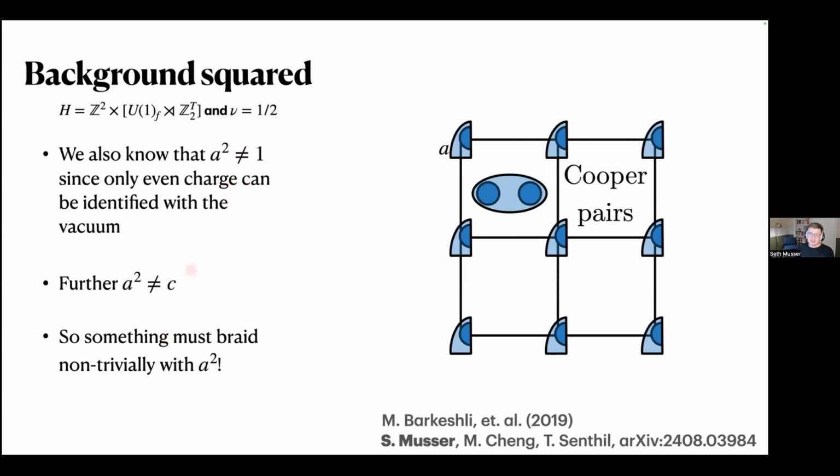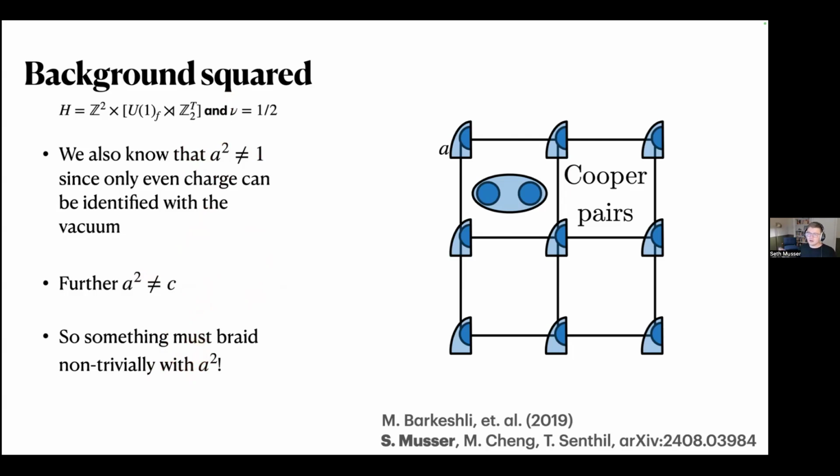And further, A squared isn't the fermion. You can show this by two facts. You know that the fundamental fermion braids trivially with everything, and it has topological spin pi. And if you use those two facts, we prove this in our appendix, you can show that no anyon can square to the fermion. So A squared isn't 1 or C, and that tells us in a fermionic topological order, something must braid non-trivially with it.